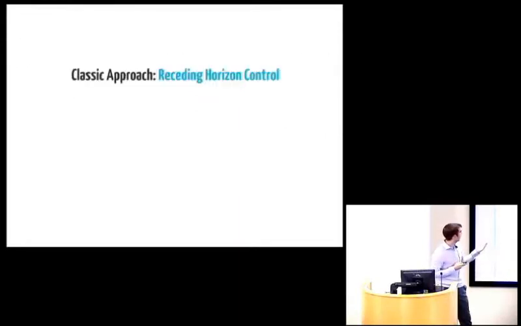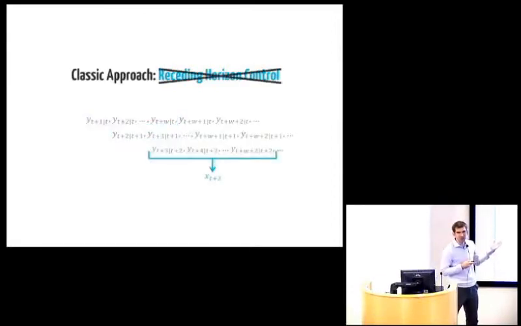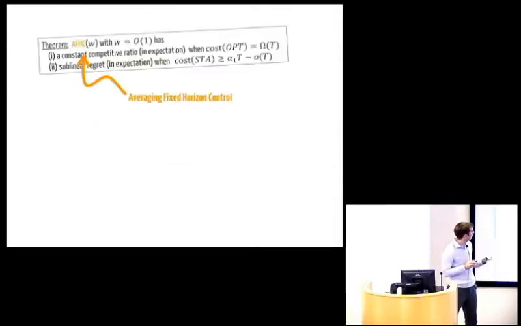And so what you might initially guess is something like a receding horizon control algorithm. That doesn't work. I won't go over what it is. But what does work is what we call an averaging fixed horizon control algorithm.